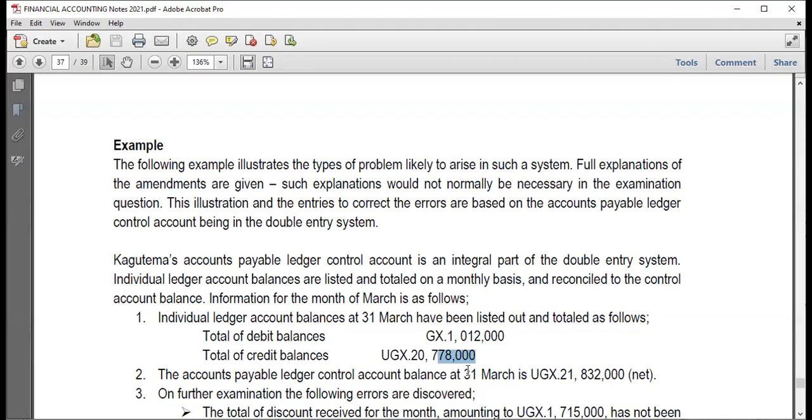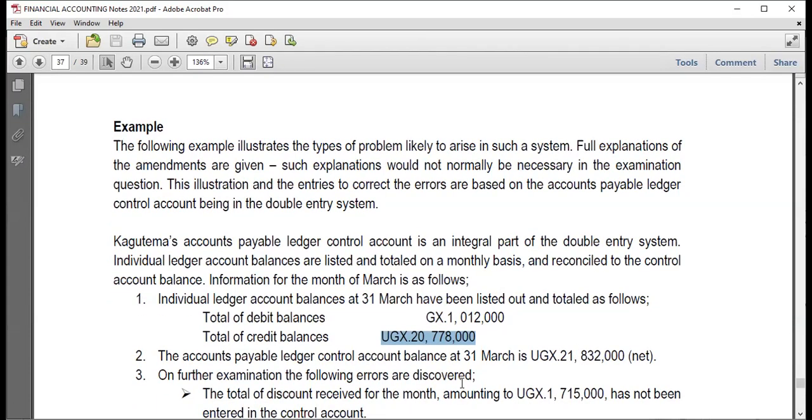So they are telling us that the accounts payable ledger control account as at 31st March is at 21,832 net. As you can see, this is what we have in the control account, and this is what we have as our total creditors. So ideally, there's already a difference between the two things. And so they are telling us that on further examination, the following errors were discovered.